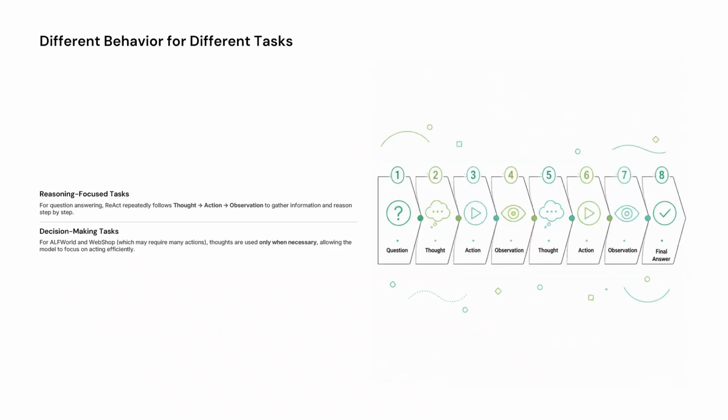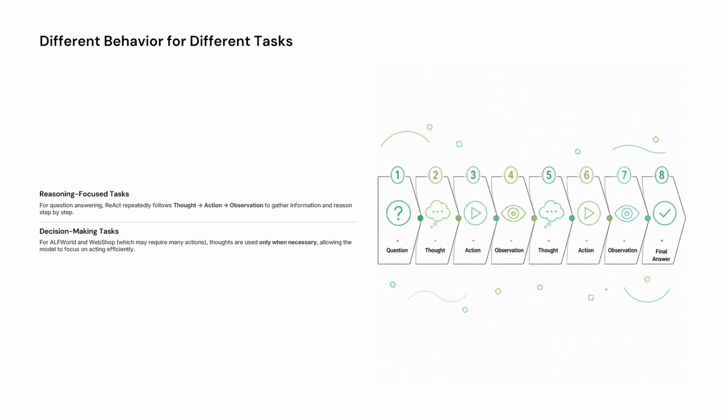One thing we need to observe is that for different tasks, we can vary the behavior. For reasoning-focused tasks, we continuously require the model to think about its further action, so we follow the standard thought, action, observation cycle. But for decision-making tasks, which were common for the AlfWorld and WebShop datasets, we only require thought when it's necessary, and without that we just keep on acting. So we can follow a pattern like thought, act, observe, and then again thought.